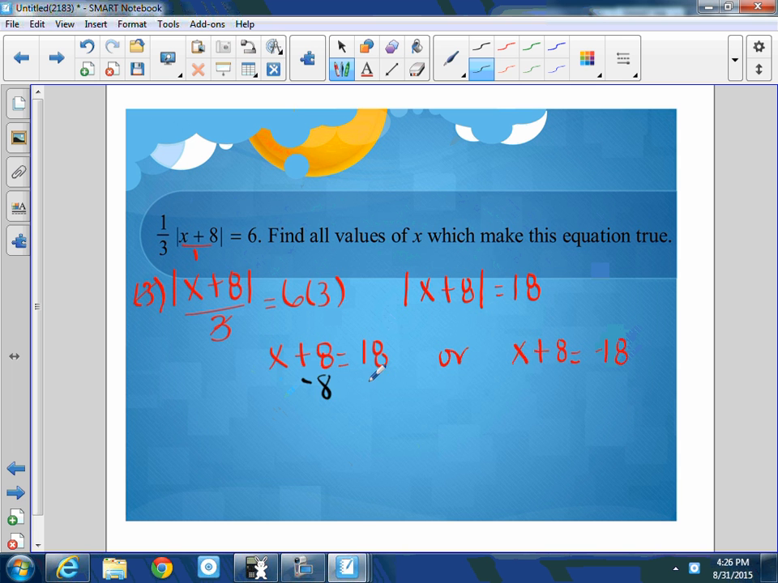So we're going to do minus 8, that's 0, and x equals 10. 18 minus 8 gives you 10. Then we're going to do minus 8 and minus 8. That is 0, and x equals negative 26. So the solution for this would be 10 or negative 26.